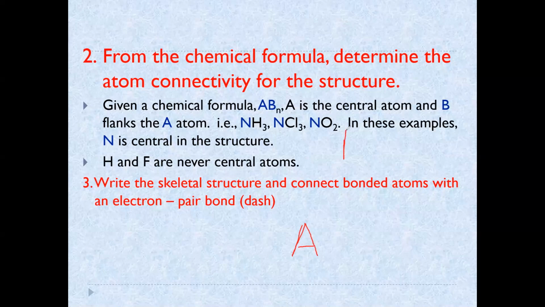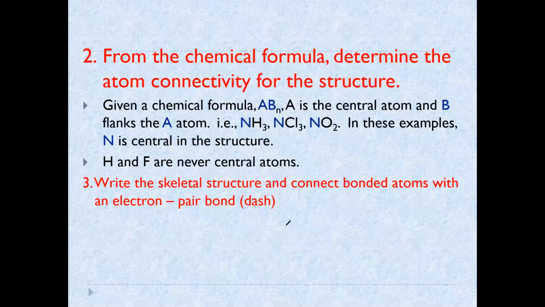Let's look at the main example, NH3. Nitrogen is the central atom. I just know that nitrogen is my central atom. I'll now put my terminal atoms around it. So one hydrogen atom here, another hydrogen atom here, and the third hydrogen atom stays here. So I write the skeletal structure, put my central atom at the center, and put the terminal atoms surrounding my central atom. So that is step two we have done.